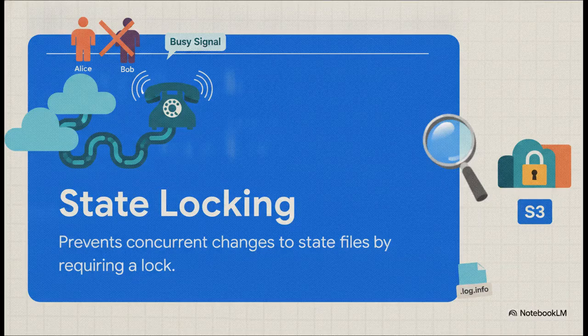So to prevent Alice and Bob from crashing the whole system, Terraform relies on state locking. Think of this just like a phone call. You can only actively talk to one person on a specific phone line at a time, right? If someone else tries to call you, they get a busy signal.